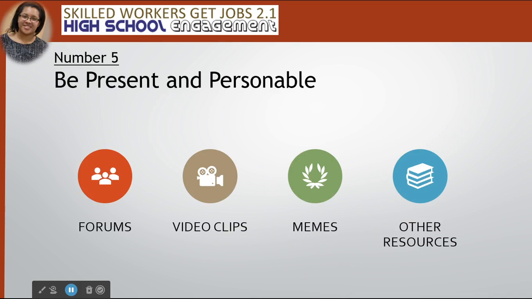Number 5, it almost goes back to the very first one, number 1, be prepared. This one is be present and personable. Have forums, have video clips, memes, and other resources. I just was talking to a student yesterday, and she said the only time they hear from an instructor is if they missed an assignment.